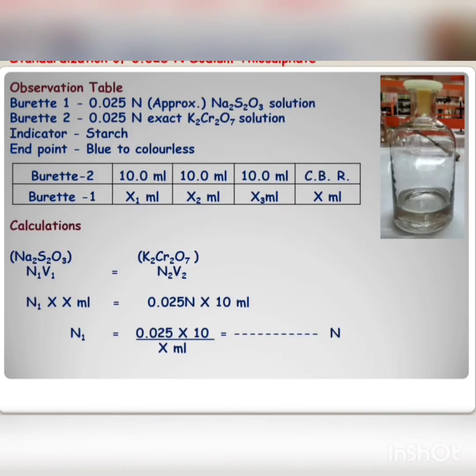Now this is the calculation for standardization of sodium thiosulfate. The observation table is written, and we can calculate the normality of sodium thiosulfate by the use of the formula N1V1 equal to N2V2. Here in the picture I have shown the end point of the titration. It is purely a colorless end point, from blue to colorless.